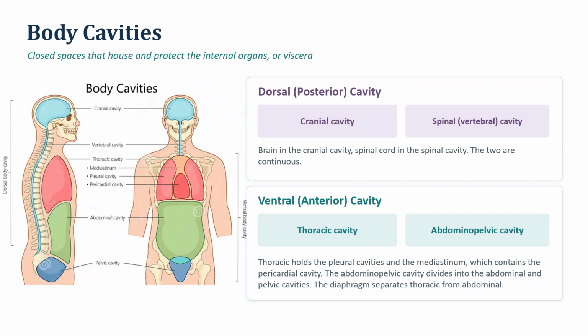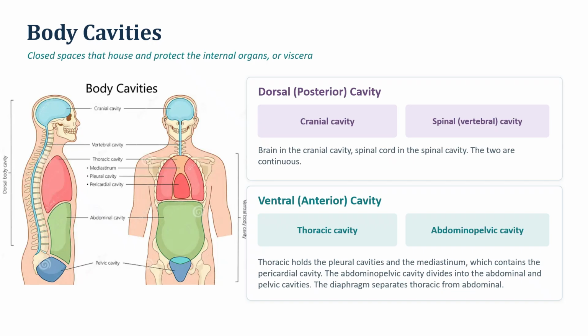It has two subdivisions. The cranial cavity is formed by the skull and houses the brain. The spinal cavity, also called the vertebral or spinal canal, runs through the vertebral column and houses the spinal cord. These two are continuous with each other, which makes sense because the brain and spinal cord are continuous.